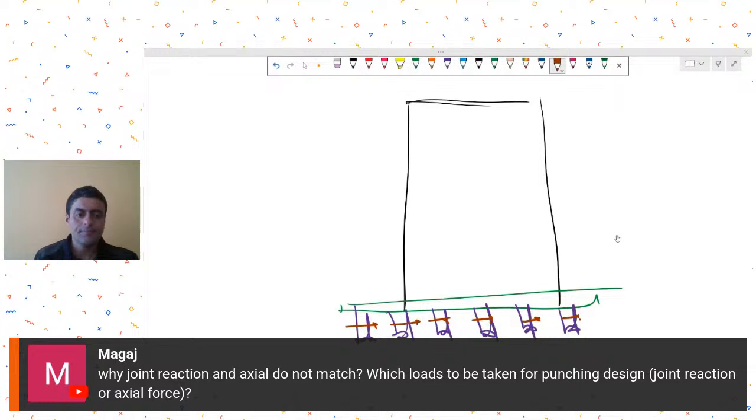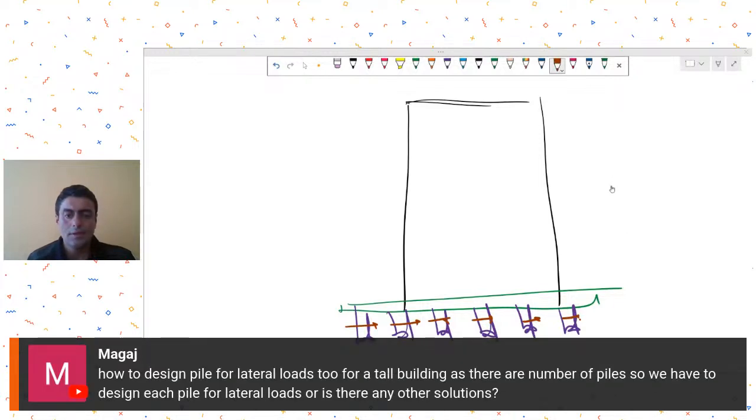Okay. Yeah. So do not design each pile for lateral load. You could just pick up the worst lateral load coming in the pile, design for it. I would not suggest you to check each and every pile individually. It does not make sense.